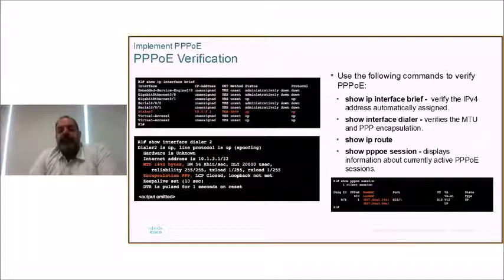Okay, once you've got it up and running, how do you verify that it's working? Show IP interface brief will do that. Of course, show interface dialer will also tell you that. Show IP route will also do it. And show PPPoE session also tells you information about any active sessions.